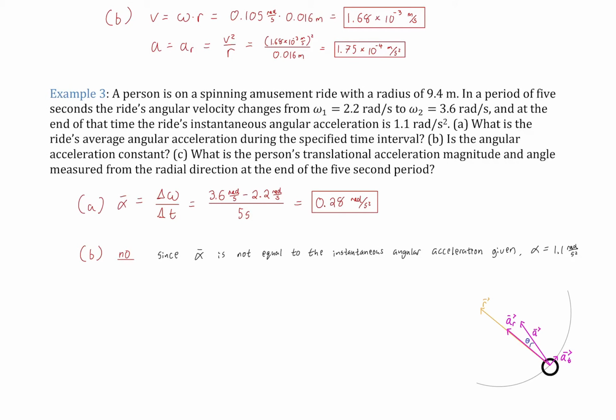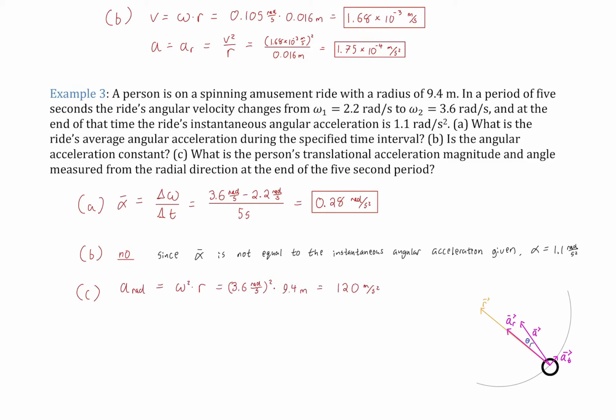Okay. Now in part C, we want to consider this picture because we're asked for an angle relative to the radial direction. Right? So here is the radial translational acceleration, here's the net translational acceleration, and here's the tangential translational acceleration. Okay? So radial translational, net translational, tangential translational. And these are both components of the net translational acceleration. All right? So let's do it.